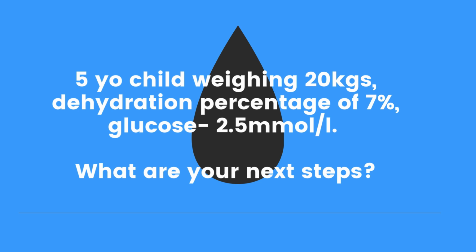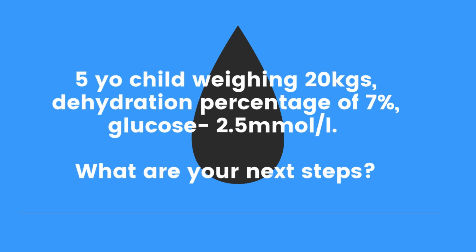Let's consider this second case. Here we've got the 5-year-old weighing again 20 kgs. The dehydration percentage is 7%, and they measured the glucose, which is 2.5 millimoles per liter. So, what are your next steps? How do you manage this patient?